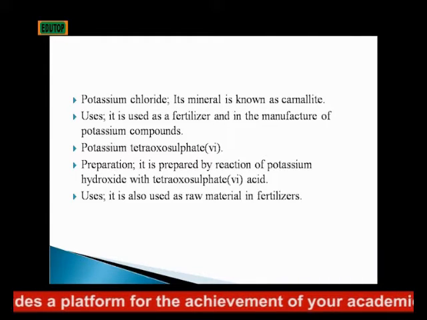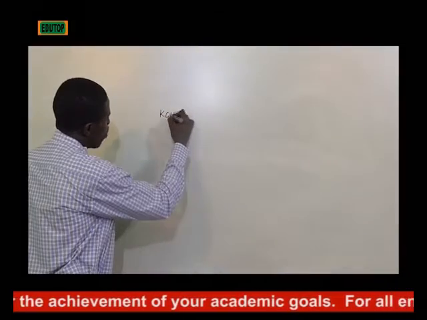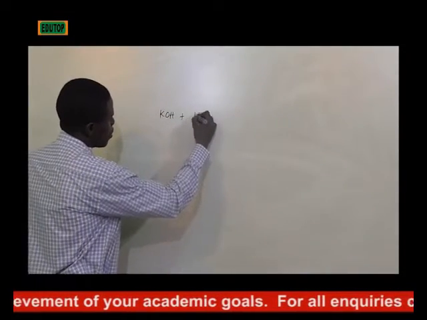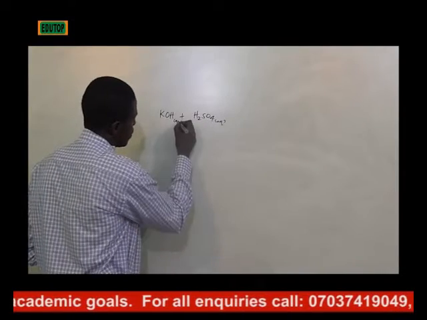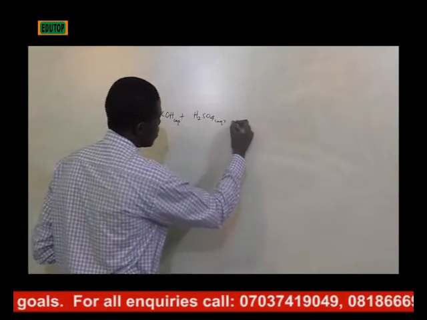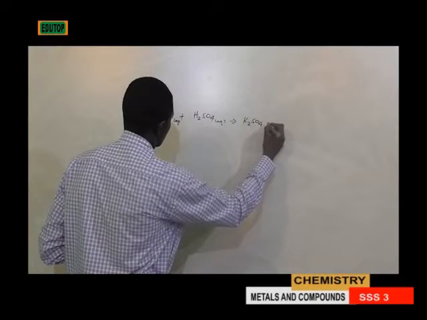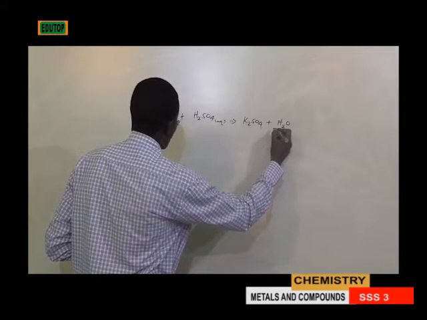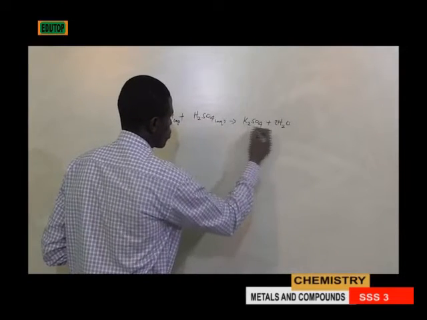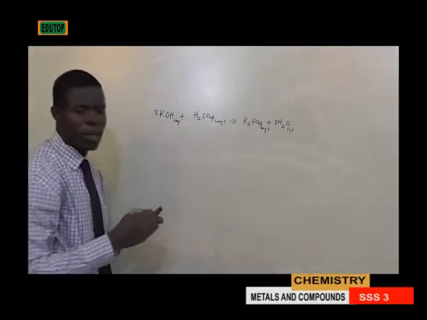Potassium hydroxide plus tetraoxosulfate(VI) acid, where you have potassium sulfate plus water as the products, aqueous and liquid. This is an acid-base reaction.